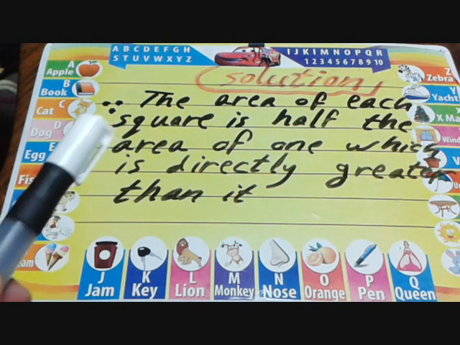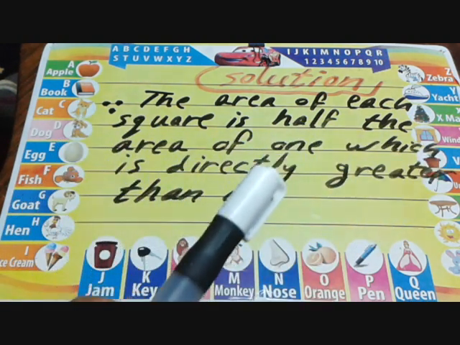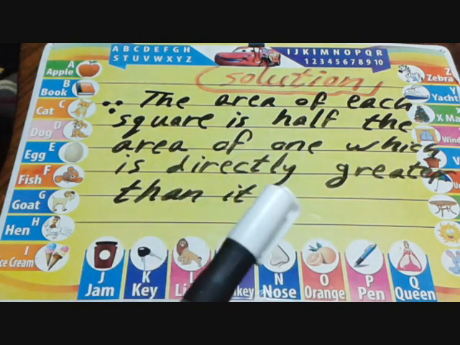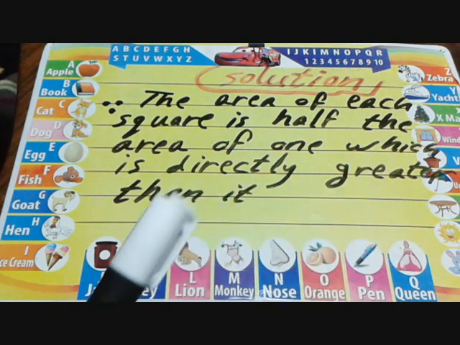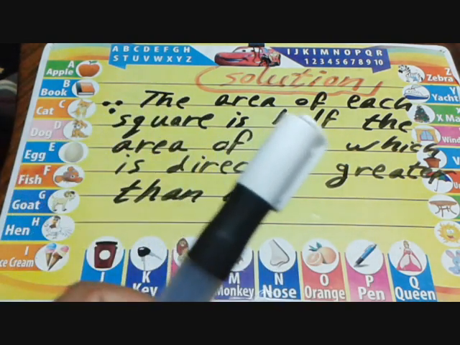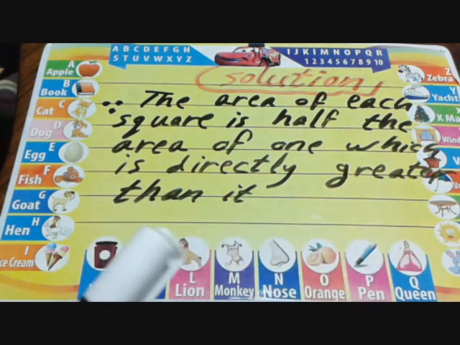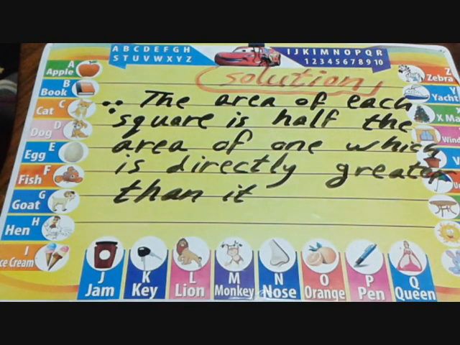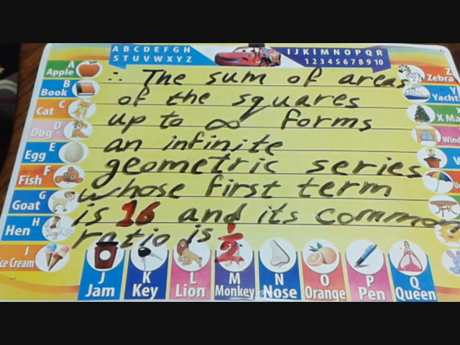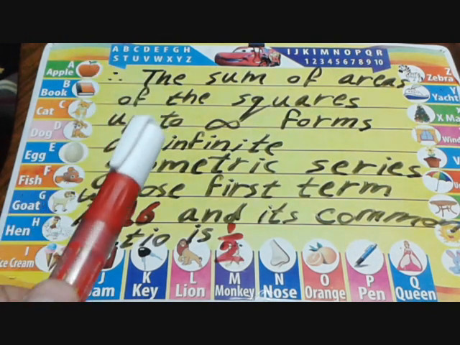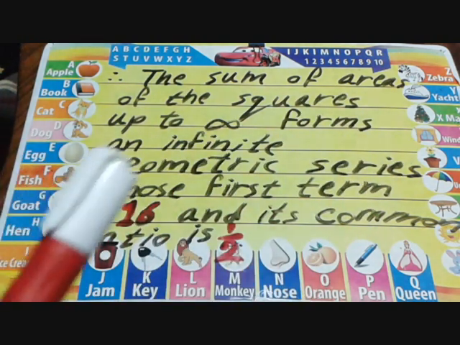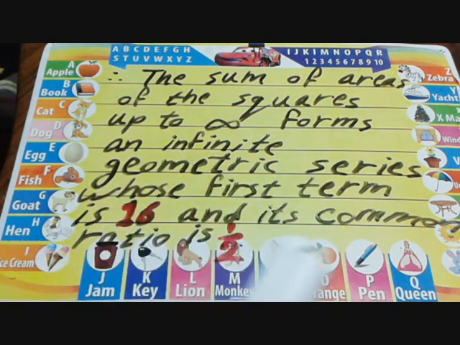Solution: since the area of each square is half the area of the one which is directly greater than it, therefore, the sum of areas of the squares up to infinity forms an infinite geometric series whose first term is 16 and its common ratio is half.